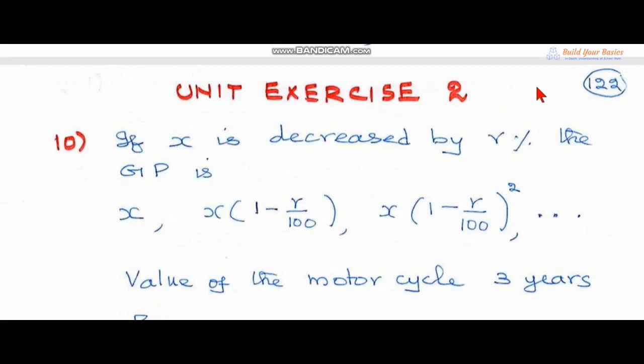Unit exercise 2, sum number 10. The value of a motorcycle depreciates at the rate of 15% per year. It depreciates, that is decreases. What will be the value of the motorcycle 3 years hence, that is after 3 years, if it is now purchased for 45,000 rupees?